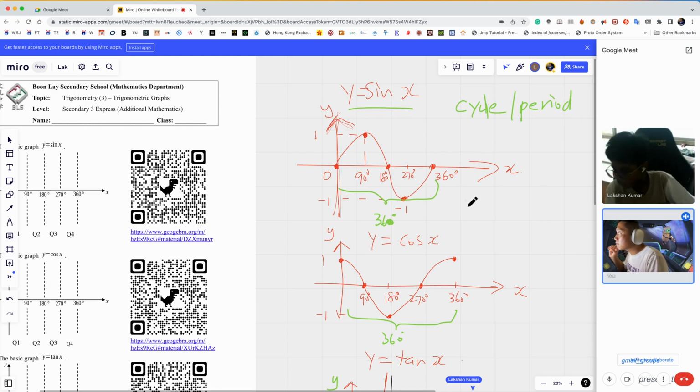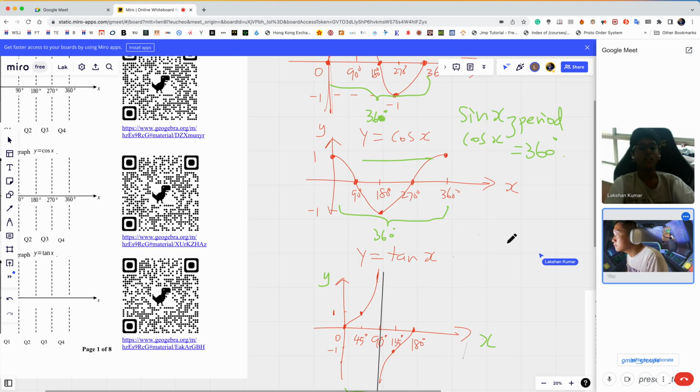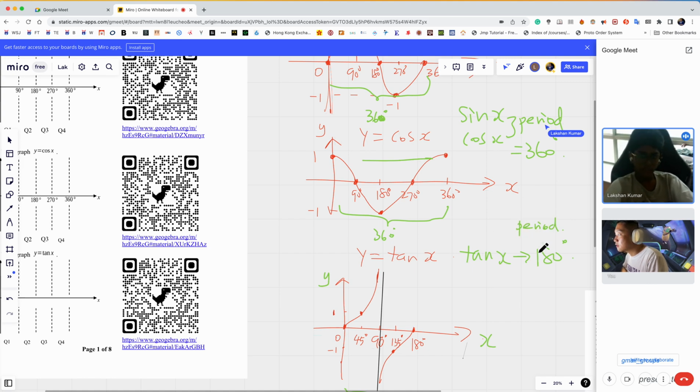For the basic curves, sine and cosine, the cycle and the period is actually 360. So sine x or cosine x, the period is 360 degrees. But for tangent, the period is special, 180. The period is where it starts to repeat again. So for the sine and cosine curve, the period is 360 degrees. For the tangent, it is 180.